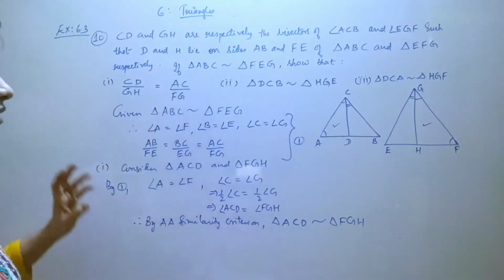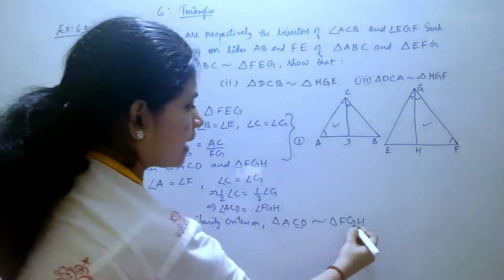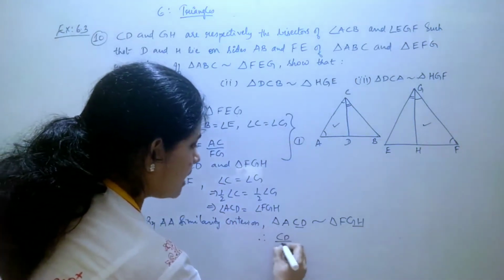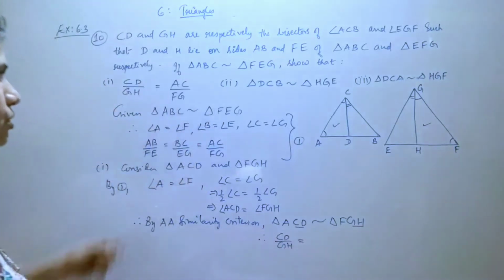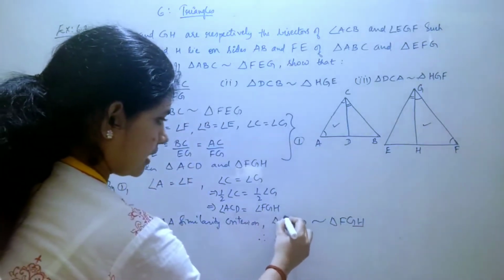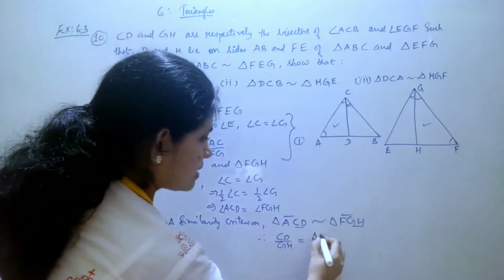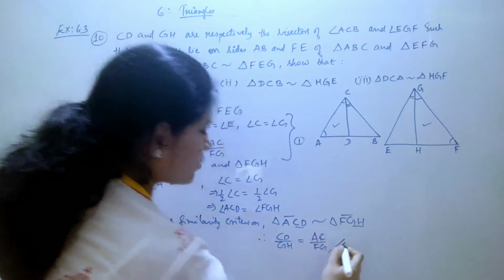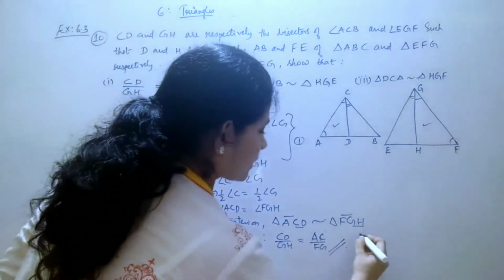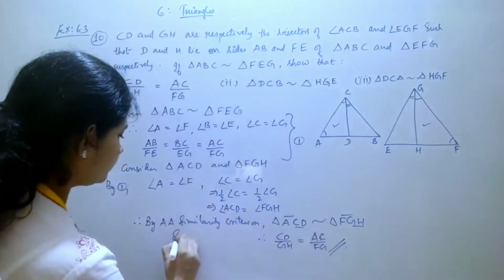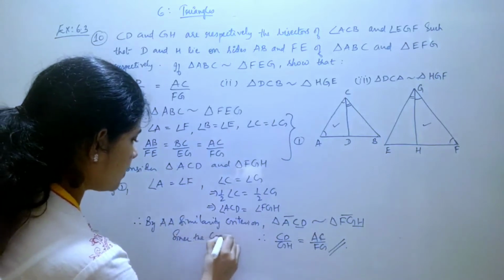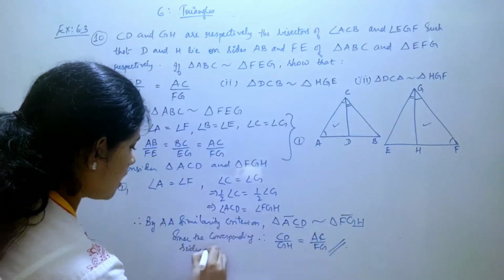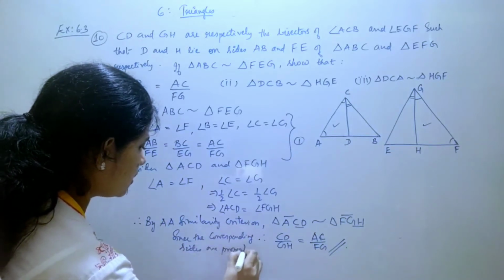Now which sides do we need? We just see that CD and GH you want. So therefore you will have CD by GH will be equal to AC by FG. When you are taking AC, you have to take FG. So this is what you need to prove, and the reason is, since the corresponding sides are proportional.